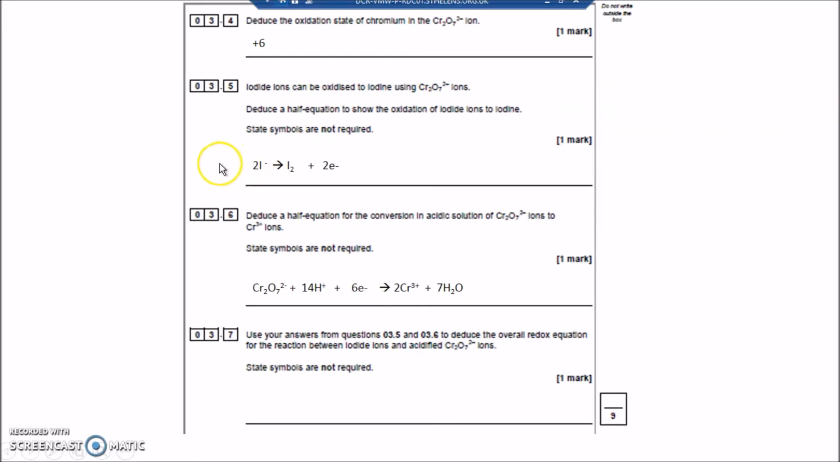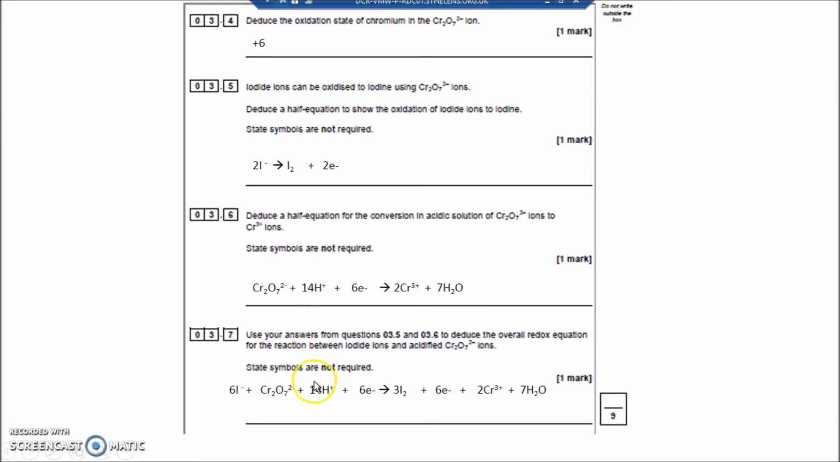So I'm going to multiply everything through by 3 on this top equation. So 2I- becomes 6I-, I2 becomes 3I2, and 2e- becomes 6e-. Then I take everything from the left and everything from the right. So I've got 6I- because I multiplied this through by 3.